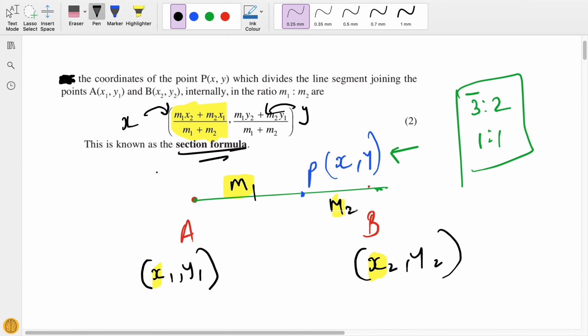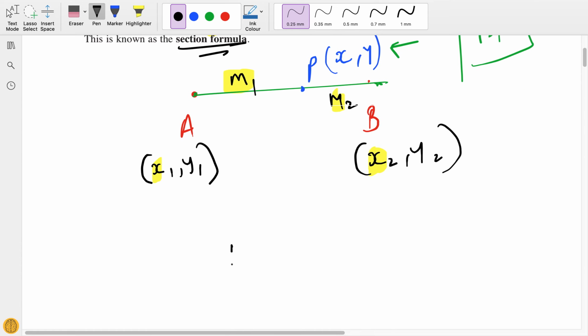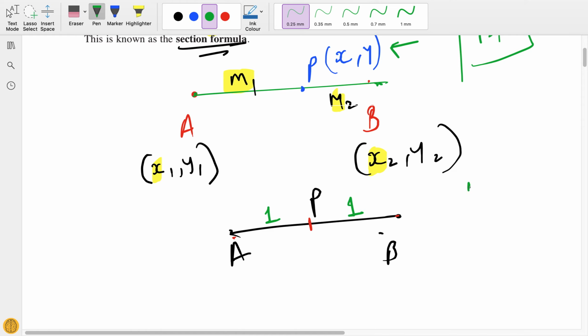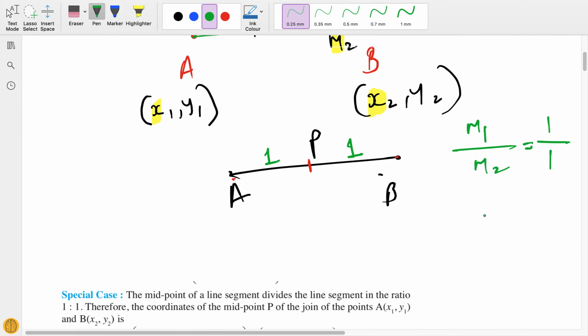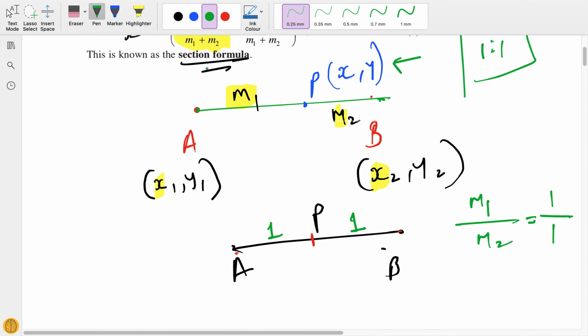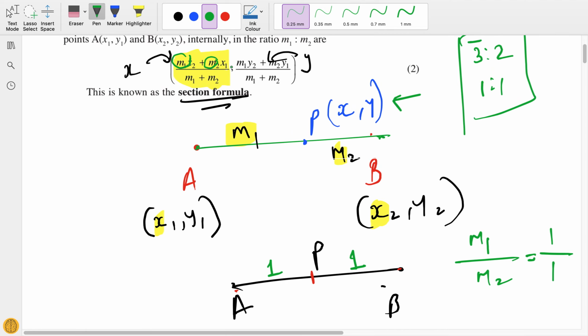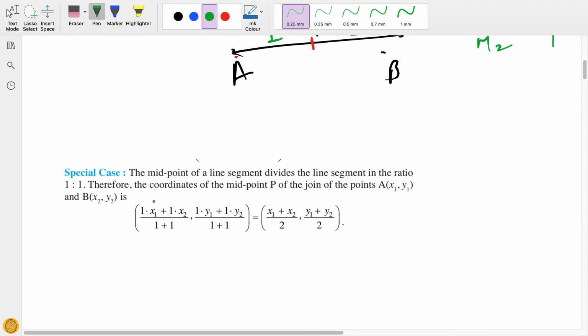But there is a special case in this section formula. If this point is A and this point is B, and the point P is exactly in between these two points A and B, what will m1 and m2 be? m1 and m2 will both be 1. They will be the same. The ratio m1 by m2 must be 1 by 1, 1 is to 1. Then if you put m1 and m2 equal to 1 here, you will get the midpoint formula.